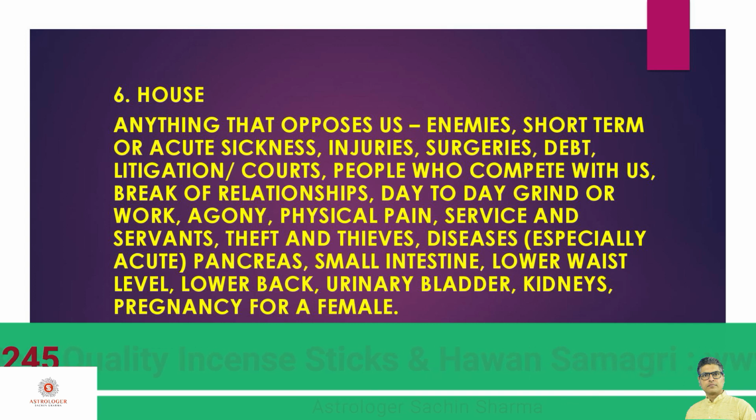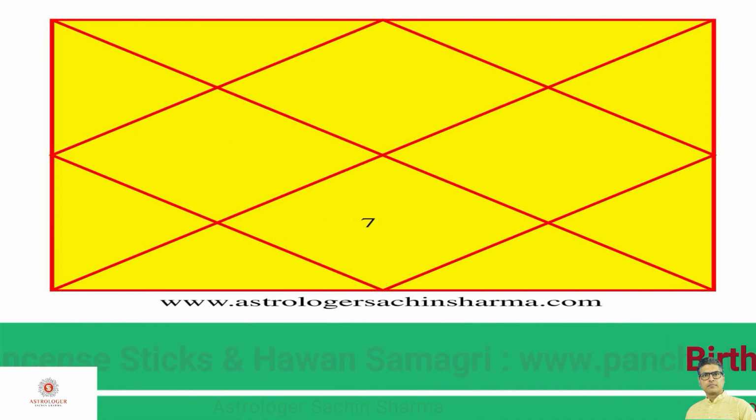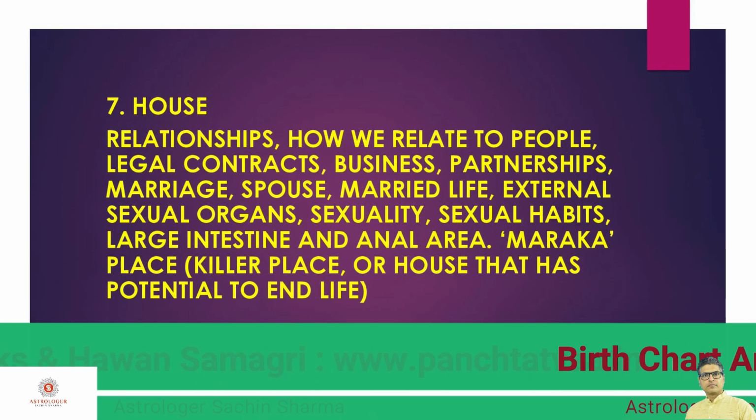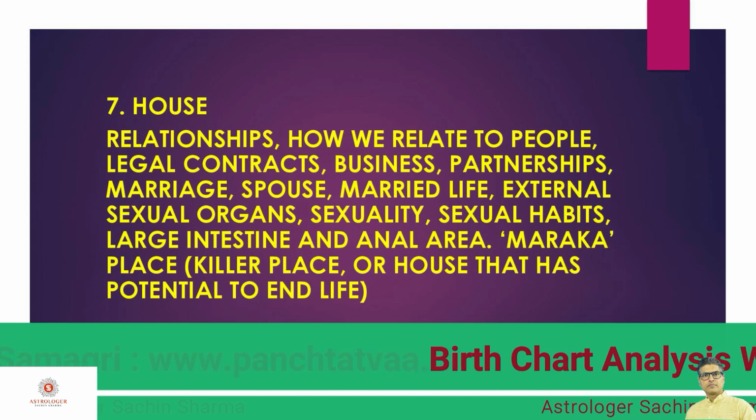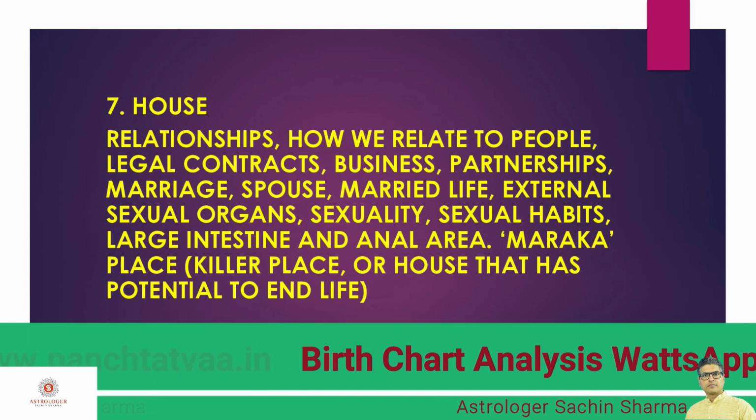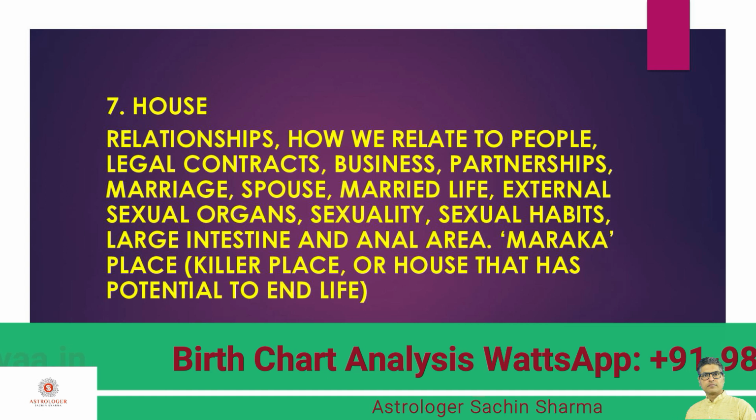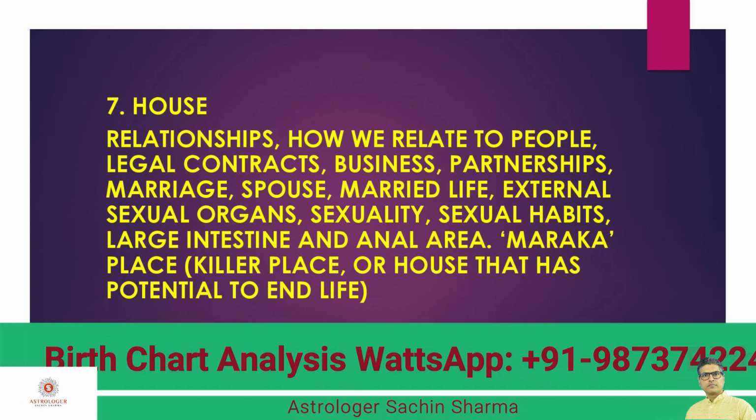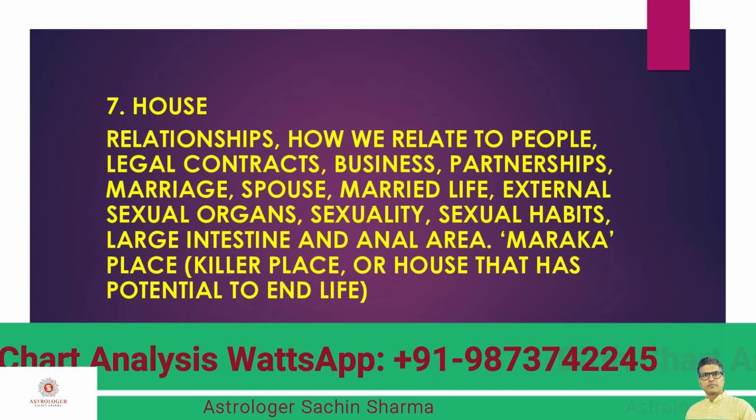So now let's move forward and discuss the seventh house, what the seventh house represents. The seventh house represents our relationship with our wife, relationship with our partners, legal contracts, marriage, married life. It also represents our foreign residence or a residence far from the birth town. It represents our external sexual organs, our sexuality, sexual habits. It represents our large intestine and anal area.